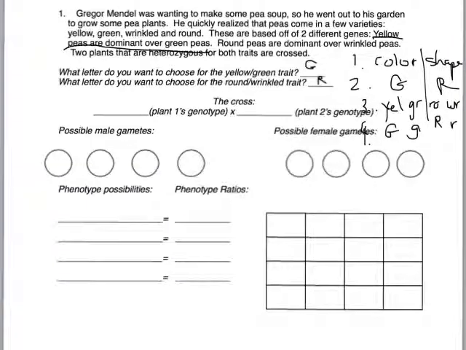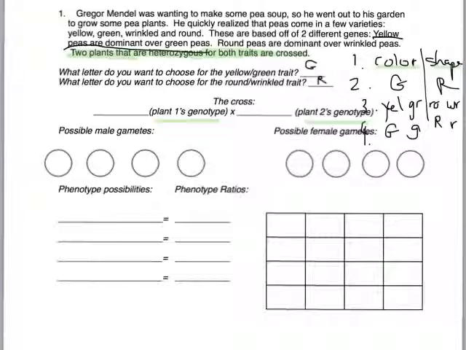Now that you've got all that set up, all you have to do is figure out what the parents' genotypes are. So right here in the problem, it tells you that 2 plants that are heterozygous for both traits are crossed. That gives us all the information we need. So we have 2 plants. They're both heterozygous for both color and shape. So what you're going to do is you're going to write out heterozygous for both color and shape.